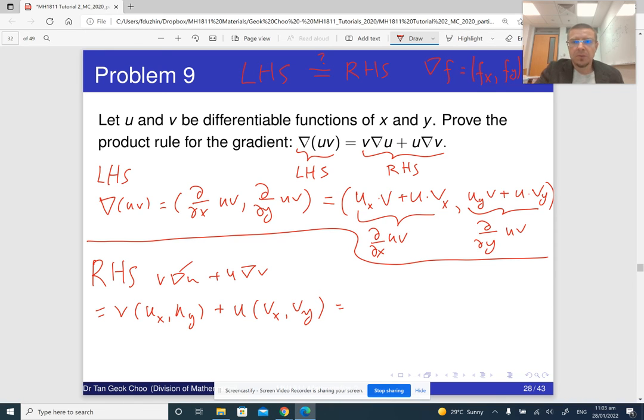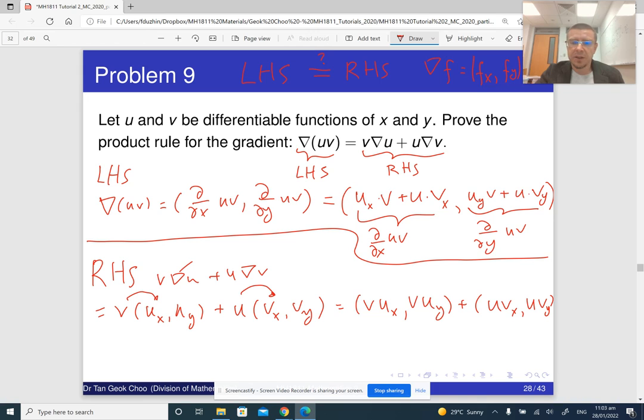All right, so when we multiply a vector by a scalar, it's the same as multiplying every entry of the vector by that scalar. So we can insert it inside the vector. It's going to be v u_x, v u_y, the first vector, plus the second vector, u v_x and u v_y. This is the second vector.